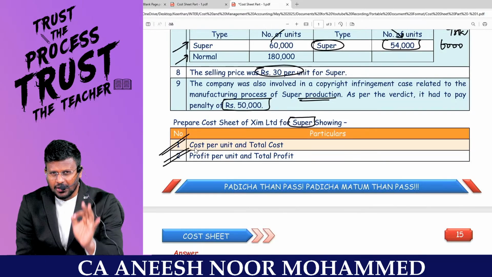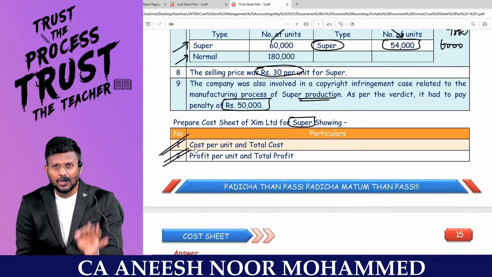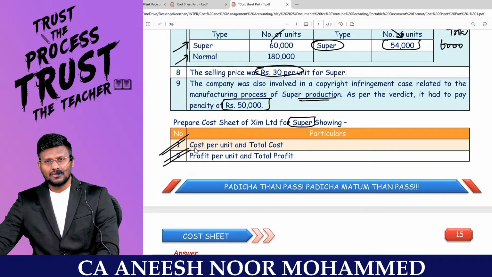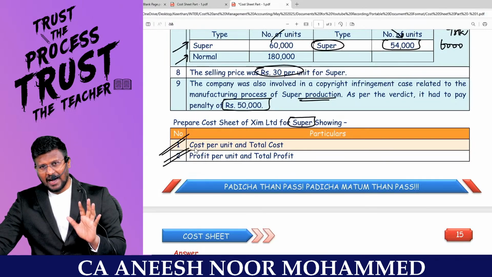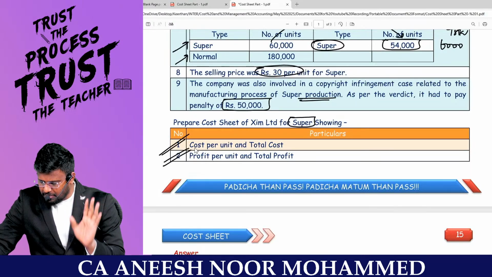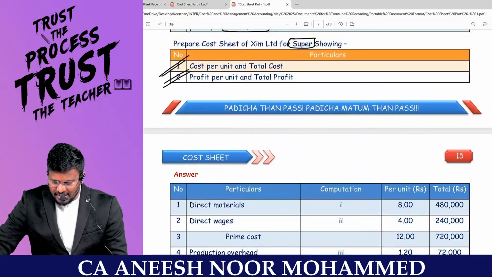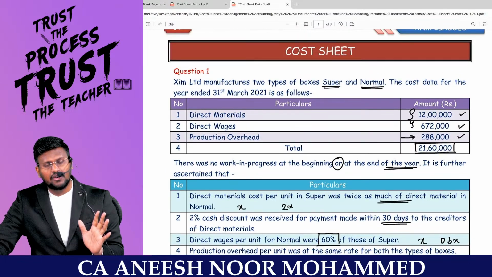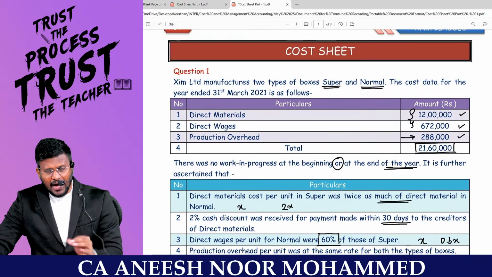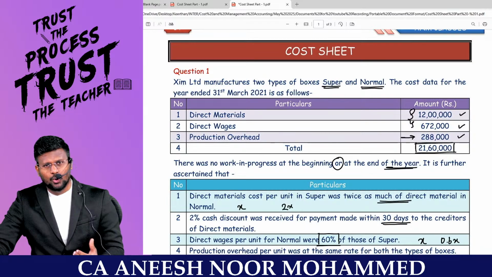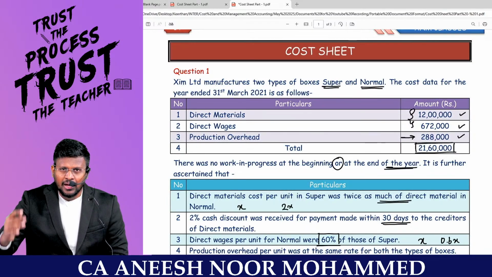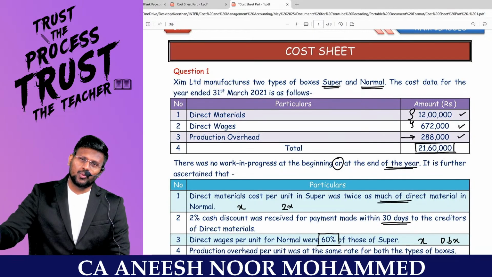This is the first question from the cost sheet, my dear lovable students. What I need from you is, I will not solve this answer immediately. I have the answer here itself, my dear lovable students. You have to sit and try by yourself. Then I will be uploading the answer video after a certain number of hours, which may be 6 to 12 hours. Then you can cross-check your answer.